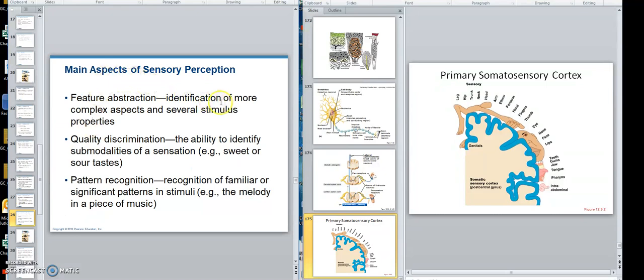Feature abstraction, identification of more complex and several stimuli. Remember those multimodal areas in the brain where we said multiple inputs? You dropped a bottle of acid. Remember that? Quality discrimination, ability to identify submodalities of sensation, sweet or sour taste. So this is getting into fine discrimination. Pattern recognition, familiar. But how do you know it's familiar unless you've previously learned it?